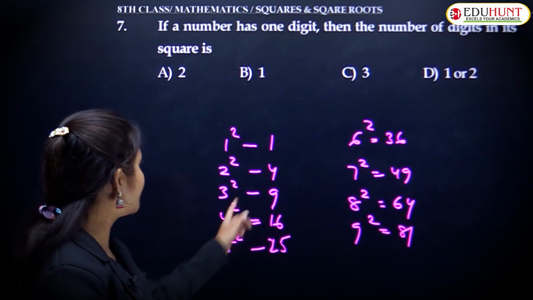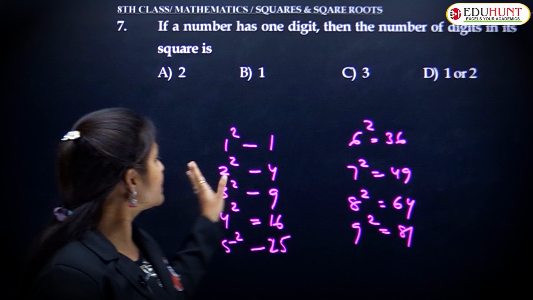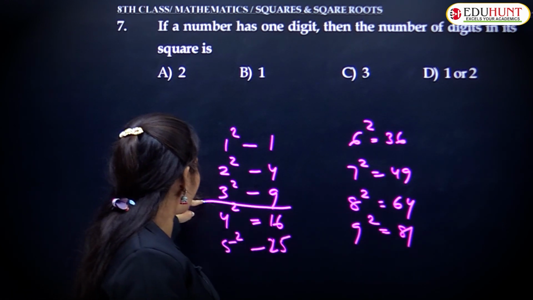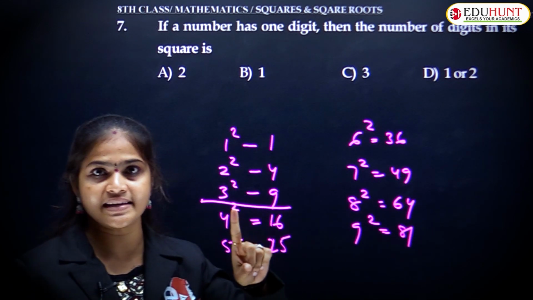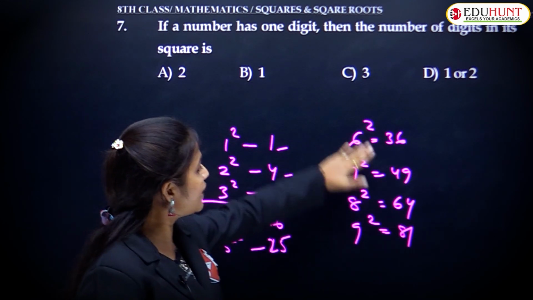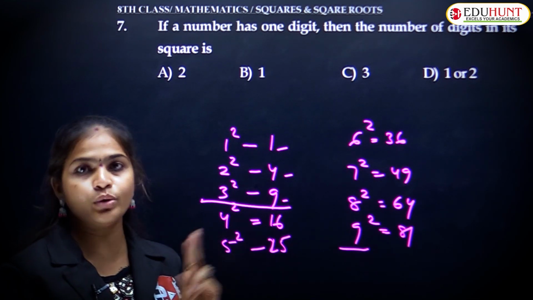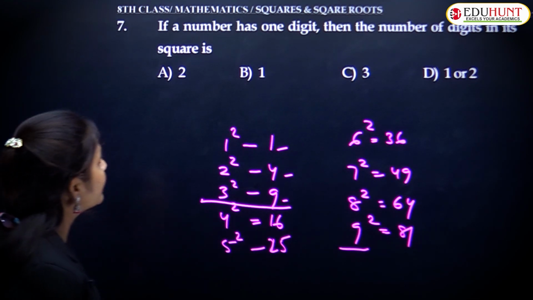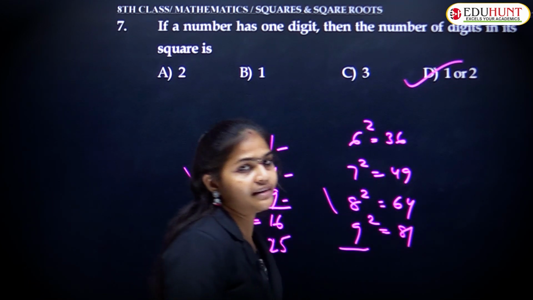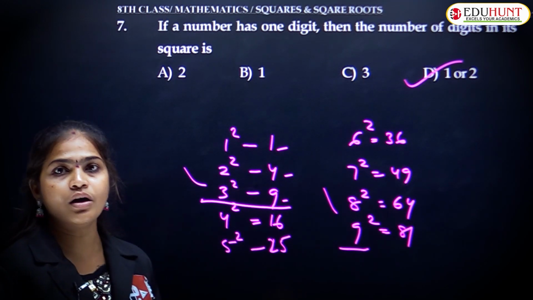When you check this from start to last, the square of a single digit number is always a single digit or 2 digits. Both are satisfied. Up to 3, its square also has 1 digit: 1, 1, 1. From 4 onwards, up to 9, we get 2 digit numbers in the perfect square. Understand? So which option is correct? Either 1 or 2, depending on the given number. So the answer is 1 or 2.